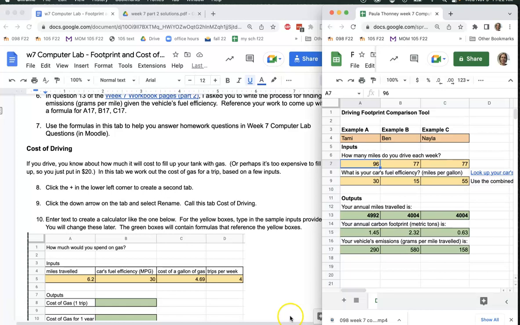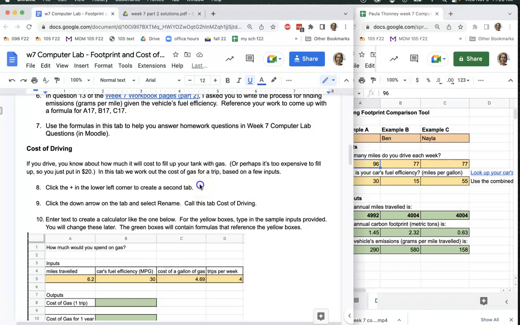I'm going to change those back to the given inputs, but again, you can use these to compare. What if Tammy and Ben both drive 100 miles a week? Then their annual miles are the same, but their carbon footprint will still be different. So this should be a quick comparison tool.